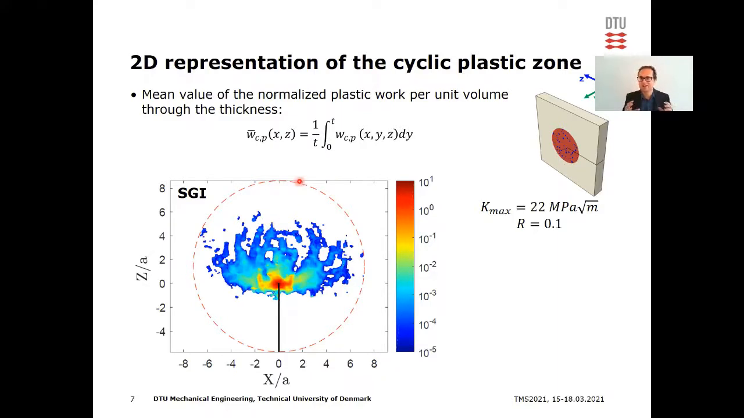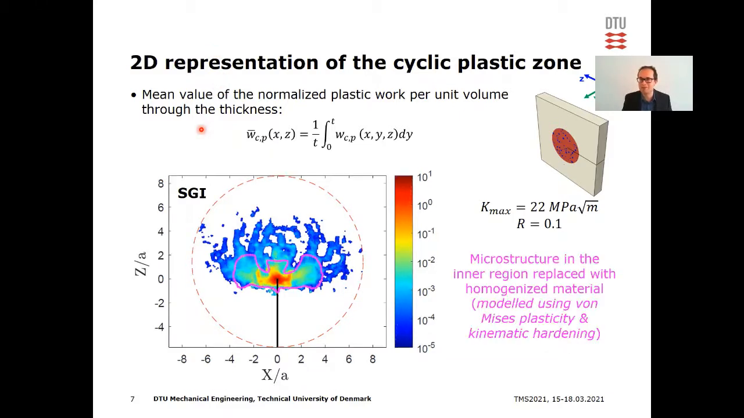But as a whole, the plastic zone is symmetric with respect to the crack, and this is in agreement with the symmetry of the loading and the symmetry of the specimen geometry. And I want to emphasize that an advantage of this 2D representation is that we can easily make a comparison with the size of the plastic zone predicted by replacing the microstructure in this microscale model with the homogenized material. And this homogenized material is something that we have modeled using von Mises plasticity with kinematic hardening.